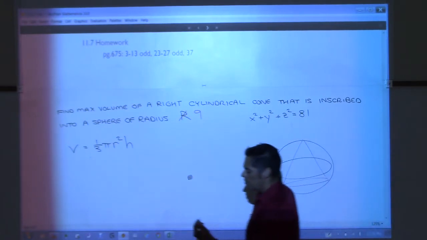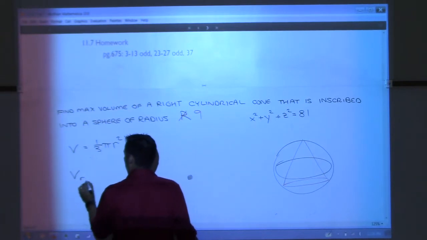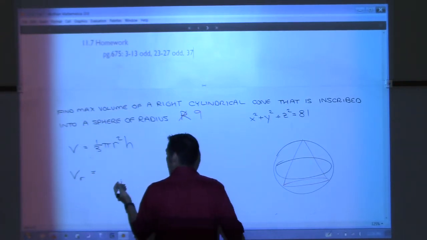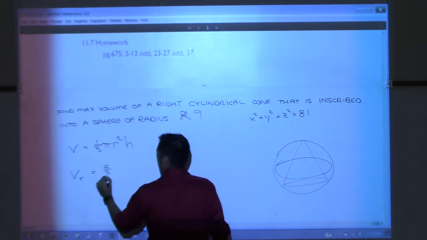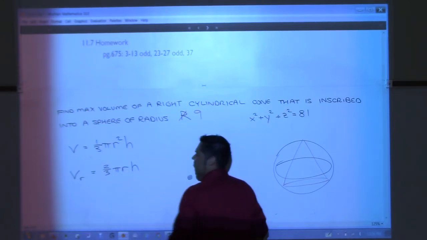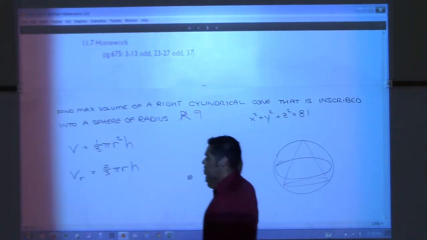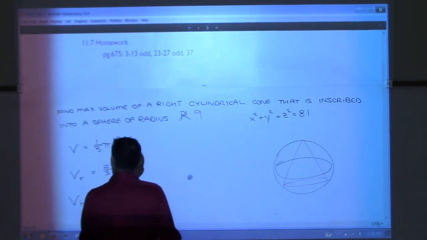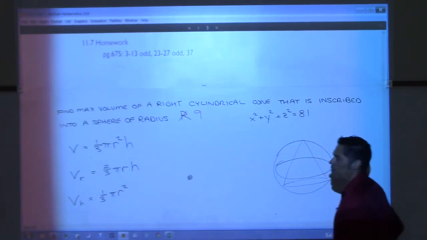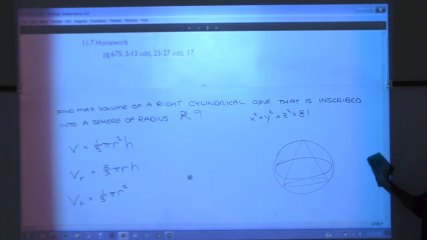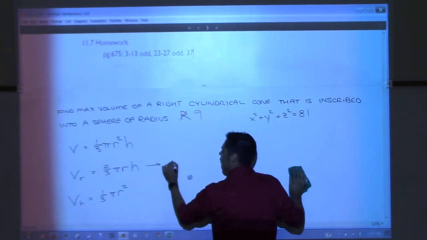Find the partials. So let's take the derivative of this with respect to little r first, and what would we get? 1/3 pi 2r h, so 2/3 pi r h, right? Then I take the partial with respect to h, which is 1/3 pi r squared. And now I have to set them both equal to 0. So what will we get if we set this one equal to 0?